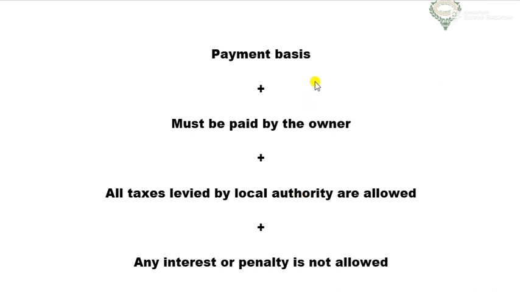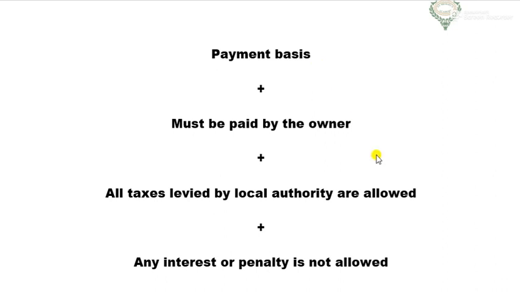Municipal tax is to be charged on the basis of payment. It does not matter for which year I am paying municipal taxes. If I am paying in the previous year, I'll get the deduction for that amount. Suppose in 2020 I am paying municipal taxes for 2019 and 2021, so I'll get the deduction of all the three years, 19, 20, and 21.